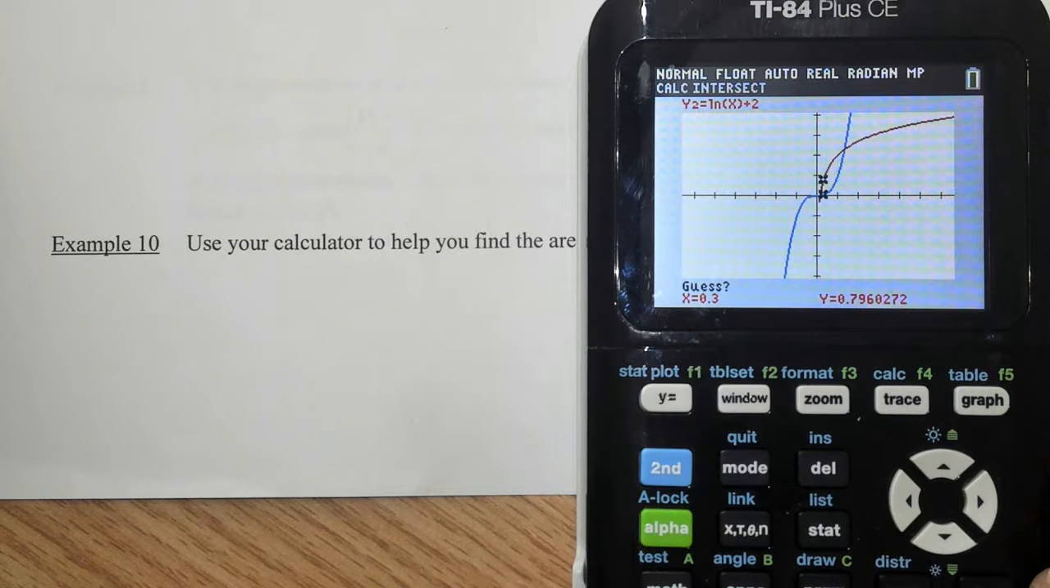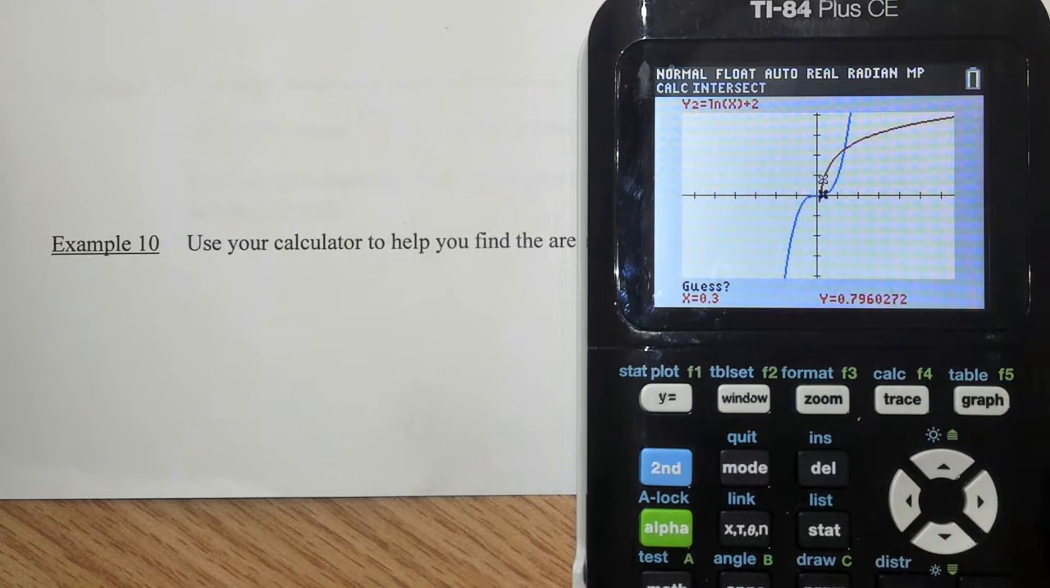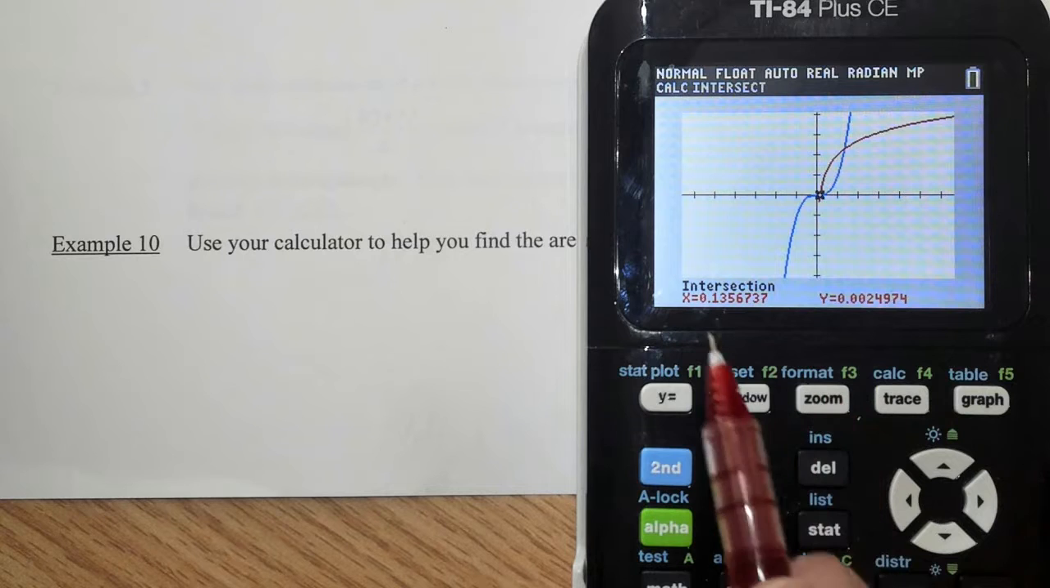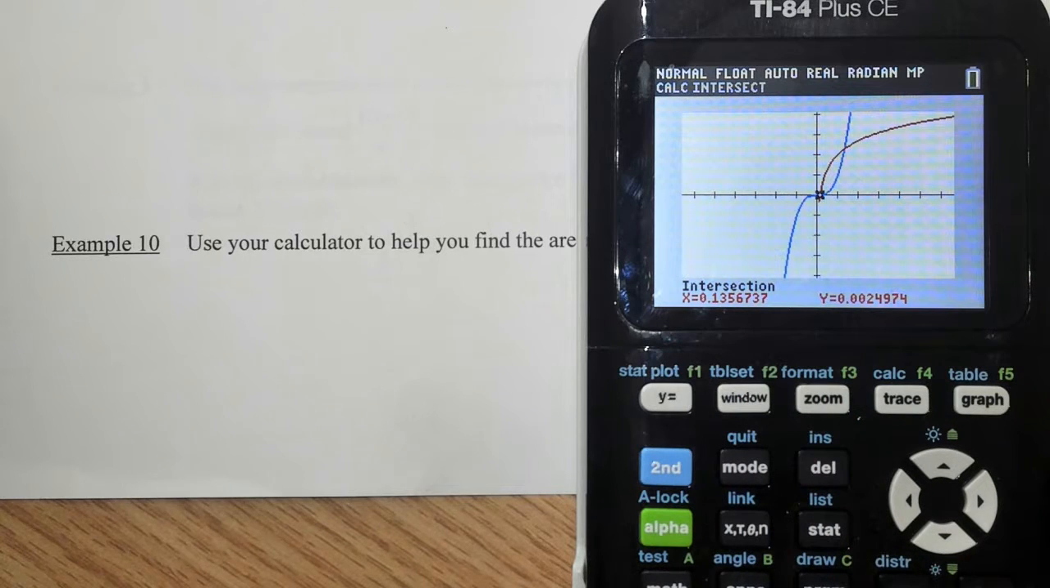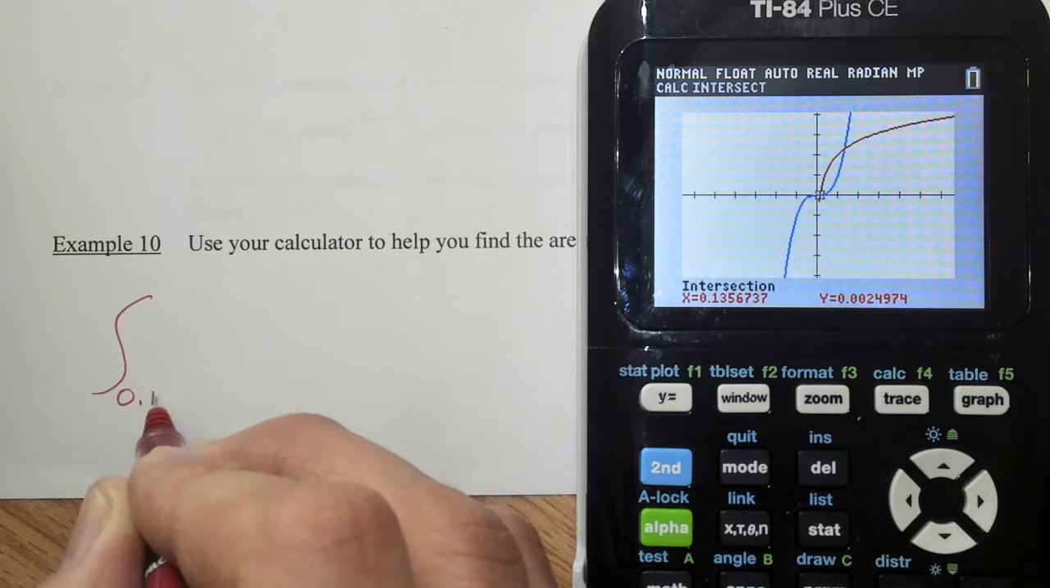We'll hit enter there, and the guess, well, it looks like it happens pretty close to 0, but obviously not at 0 since the natural log of 0 is undefined. So let's just do like point, you can see there 0.3, 0.2, anything like that will work. We hit 0.1, and in fact it's 0.1356737. So as far as our area is concerned, that number is going to be our lower bound.